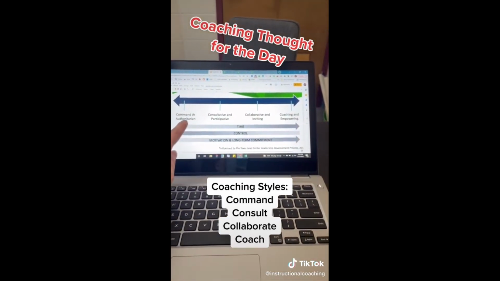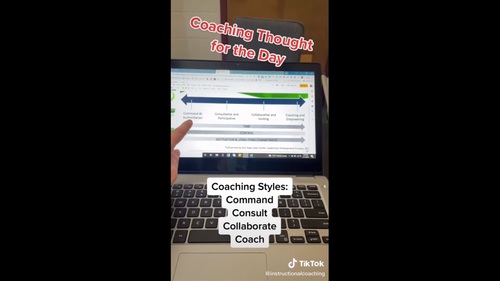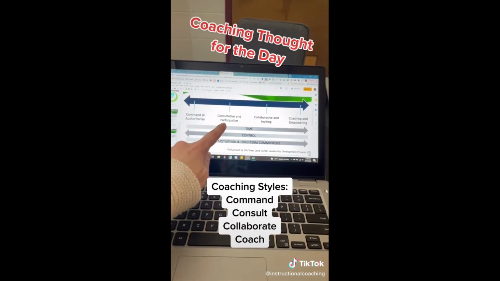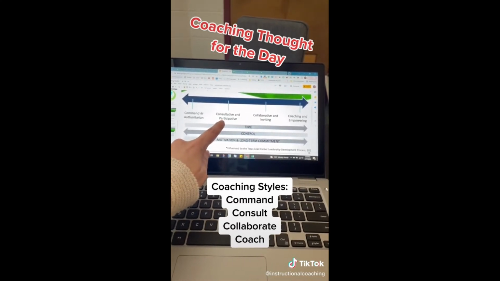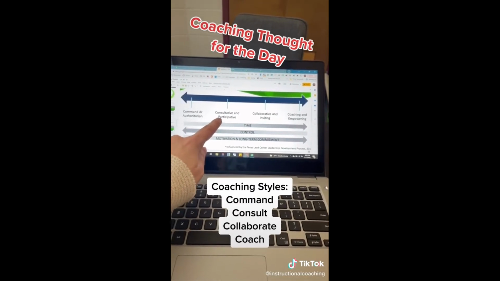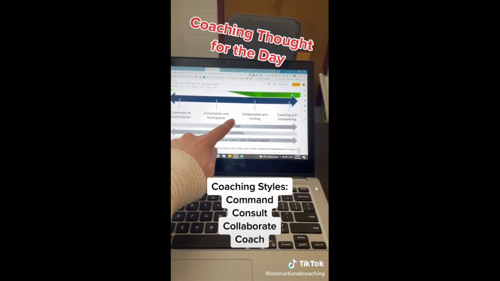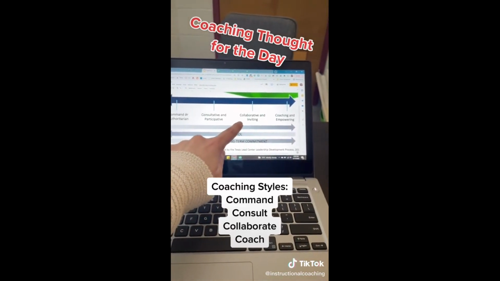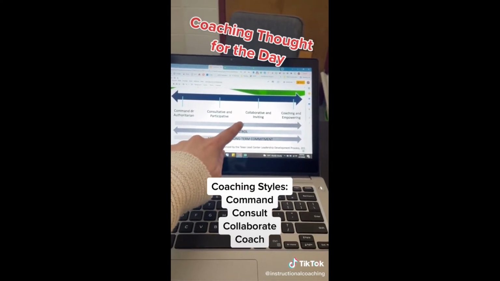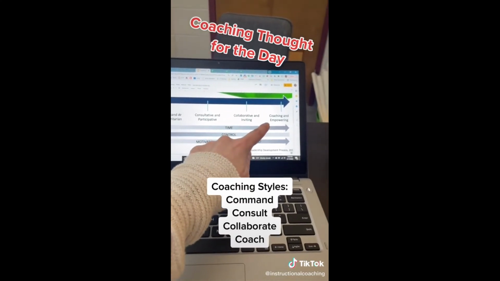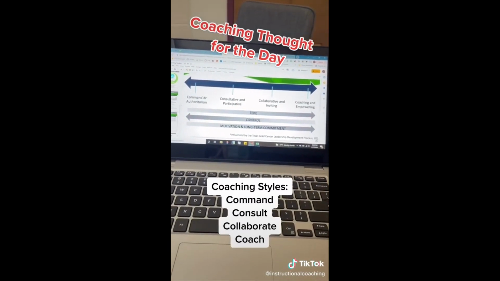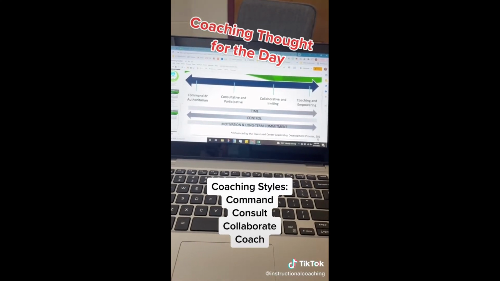So what these look like is commands. The command approach is very much one of, I'm just going to tell you how to do something. Consulting is, I'm going to give you a list of options for things that you could do now that I've heard the problem and you're looking for ideas. So I'm just going to give you a list and you choose from that list. There's collaborative, so you're working together and thinking together as you go through whatever the problem is. And then lastly is truly coaching, just asking questions and trying to empower teachers to come up with their own answers and their own solutions.